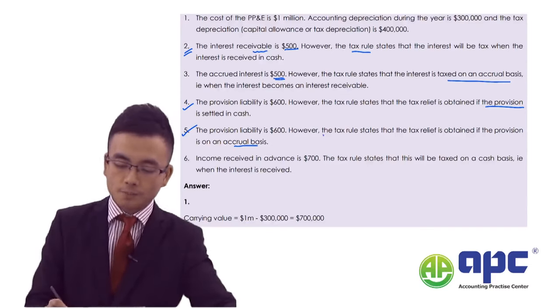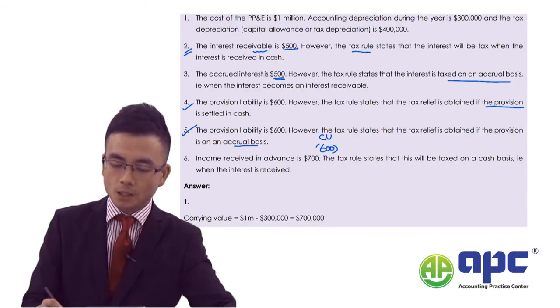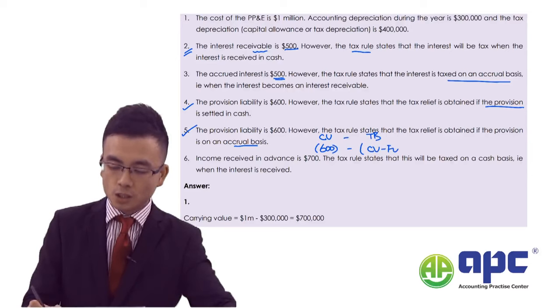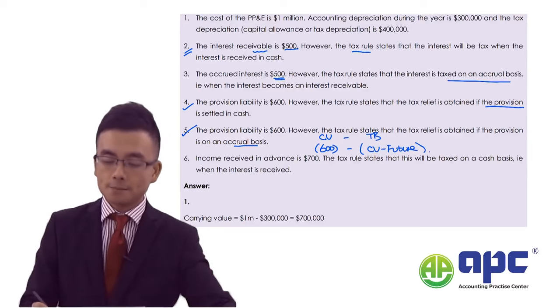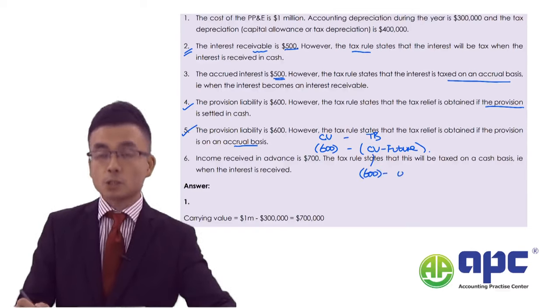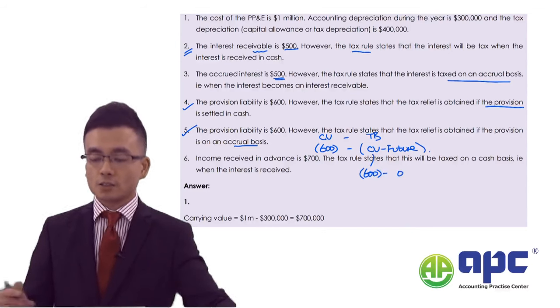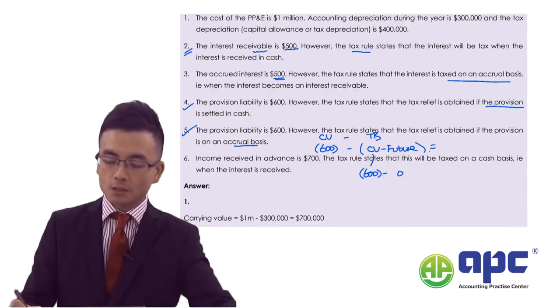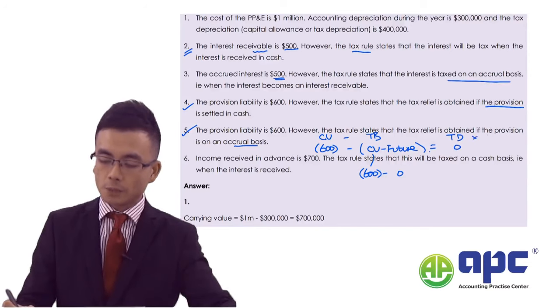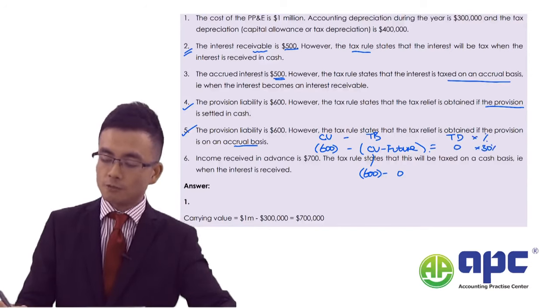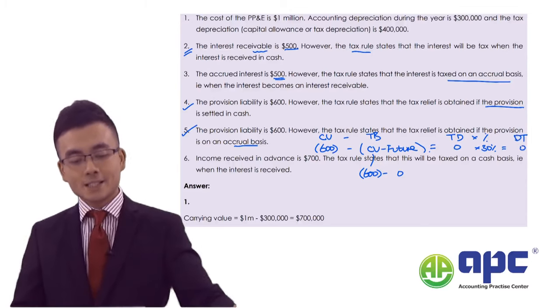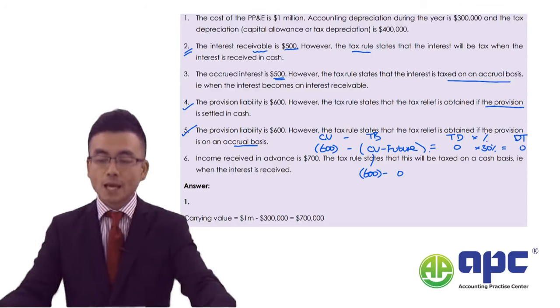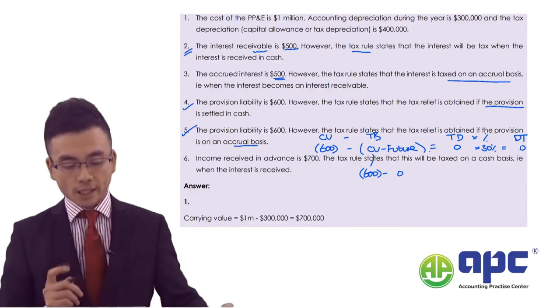Because the carrying value, we use 600 here, and we minus the tax base, we use carrying value minus the future tax effect, and here, the carrying value $600, future tax effect zero, because we've already saved tax. There will be no timing difference again. So TD will be zero times by corporate income tax rate worth of 30%. The deferred tax will certainly be zero. Okay, for case number 5. Now, let's see the case number 6 then.